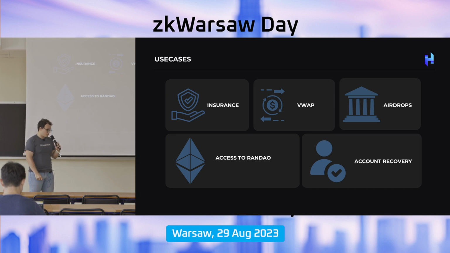Another use case, account recovery. If you have the ability to look into the past or into the state of another chain, you can say, hey, if this account has not been used for more than 6 months, that probably means that you want to add, I don't know, a second signer or something like that.